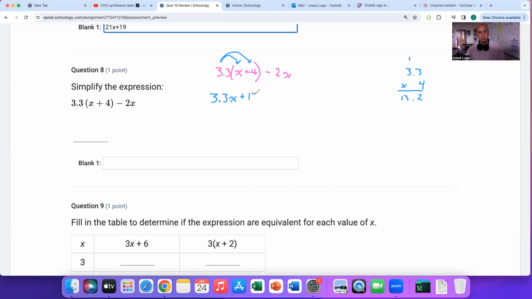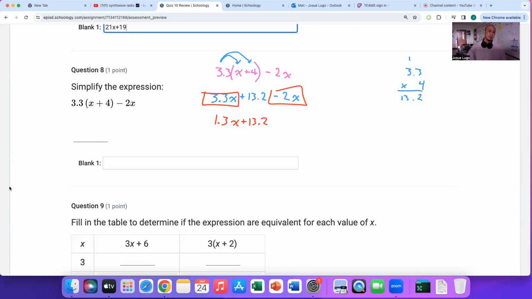plus 13.2 minus 2x. Moving on, ladies and gentlemen, now let's combine the like terms. We have 3.3x minus 2x, which when you line up the decimals, that would give me 1.3x plus 13.2, which indeed is the simplest that I can go, so that would be my final answer. 1.3x plus 13.2.